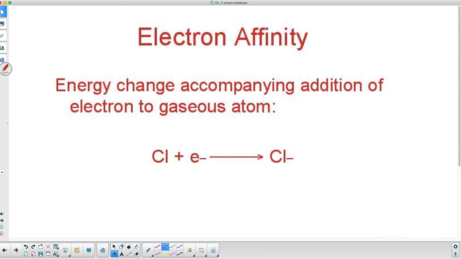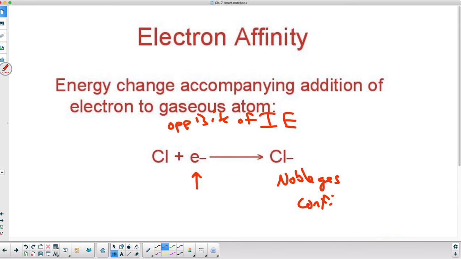Energy change accompanying addition of an electron. So what happens here is when we add an electron, this is the opposite of ionization energy. So we're now checking the energy change for when we add an electron on. Notice that this is something that chlorine wants to do because now on this side here, it has a noble gas configuration. Okay, so that's a good thing for it.